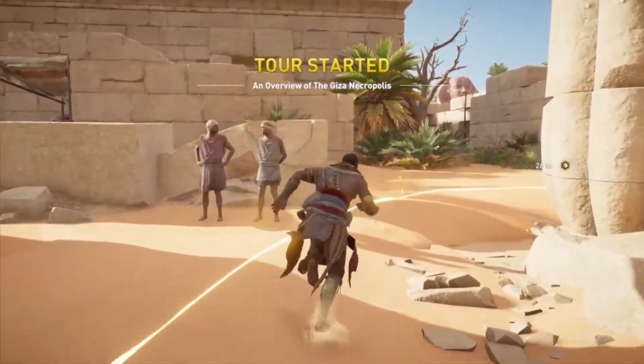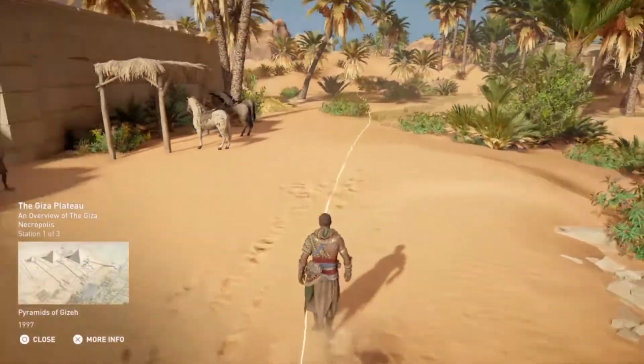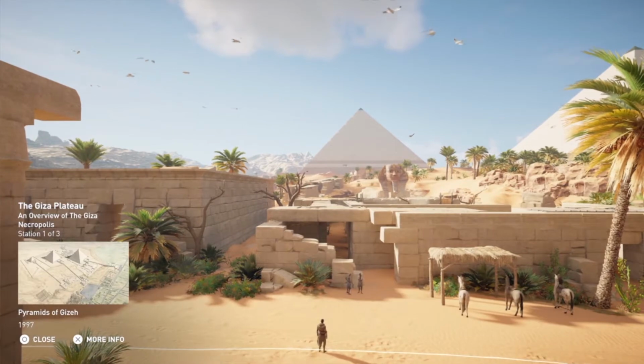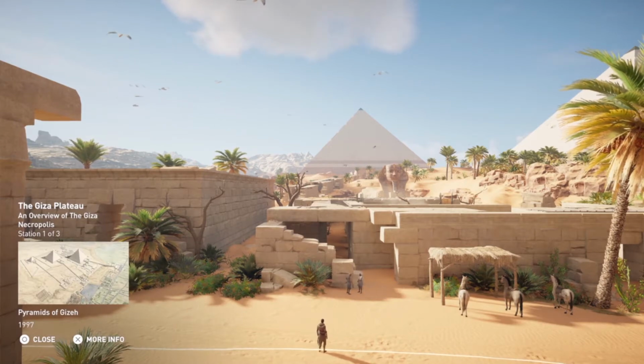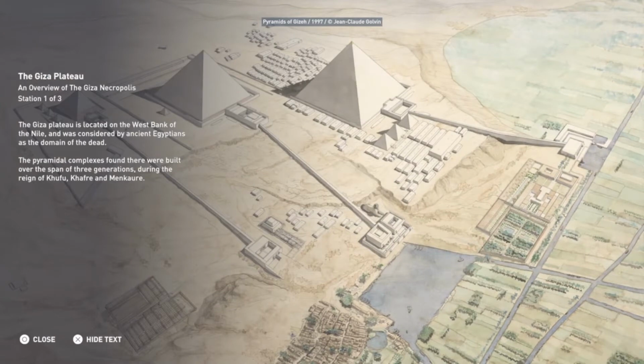Welcome to an overview of the Giza Necropolis. The Giza Plateau is located on the west bank of the Nile and was considered by ancient Egyptians as the domain of the dead. The pyramidal complexes found there were built over the span of 3 generations, during the reign of Khufu, Khafre, and Menkaure.